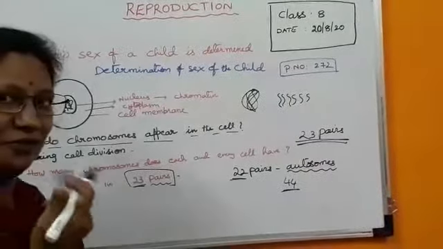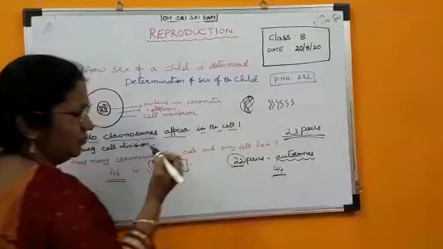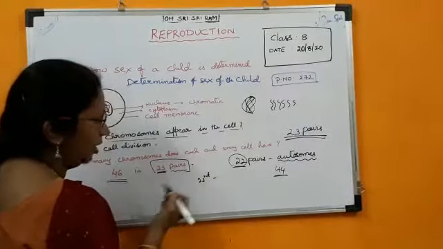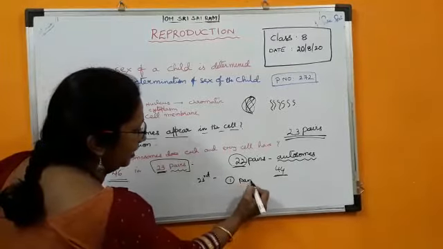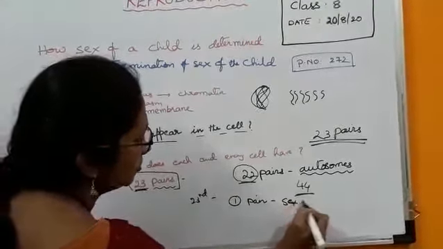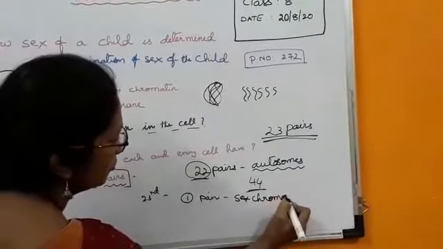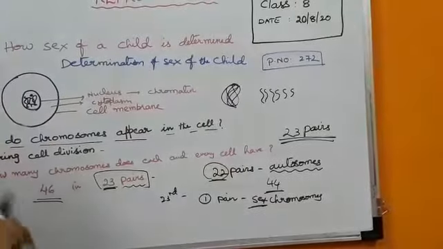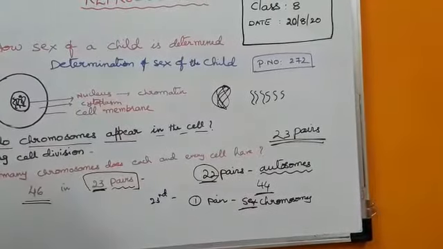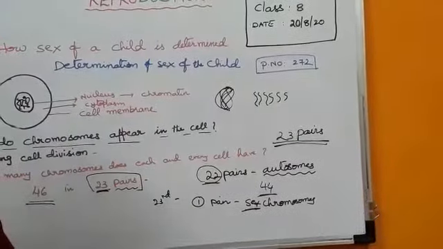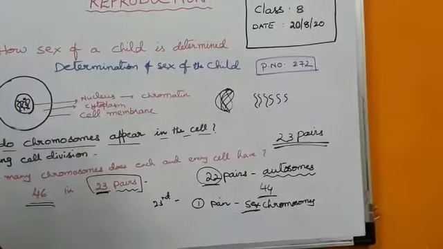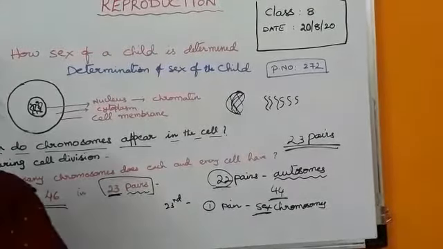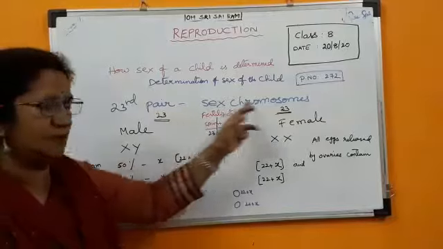And what about the one more pair? I am talking about 22 pairs, no? One more pair we have, the 23rd pair. That one pair is called the sex chromosomes. It is in the name itself: it will indicate the sex. It determines the sex. This is an important topic even in 10th class. Based on this concept, a lot of questions will be asked. So now we will go to that topic. The 23rd pair is the sex chromosomes.